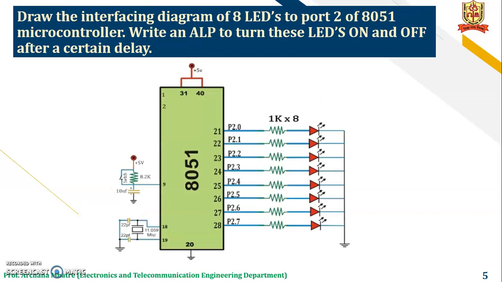Now next, draw the interfacing diagram of 8 LEDs to port 2 of the 8051 microcontroller and write a program to turn these LEDs on and off after a certain delay. Now here in this diagram, all of port 2 is used, P2.0 to P2.7. The LEDs are connected to all these port pins. So 8 LEDs are connected to port 2.